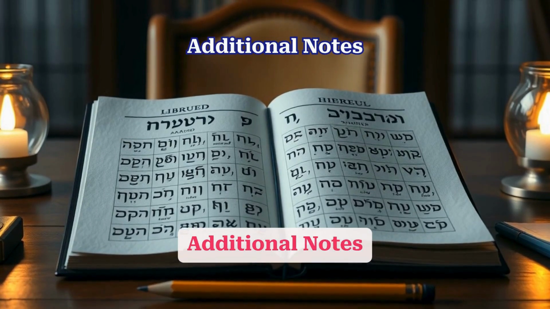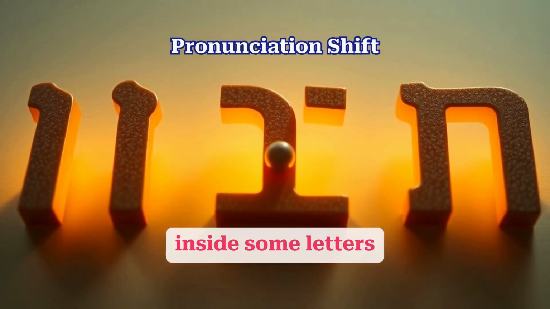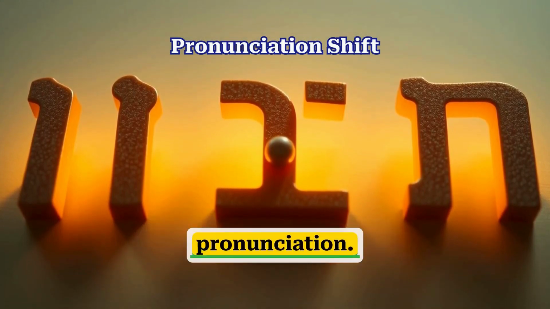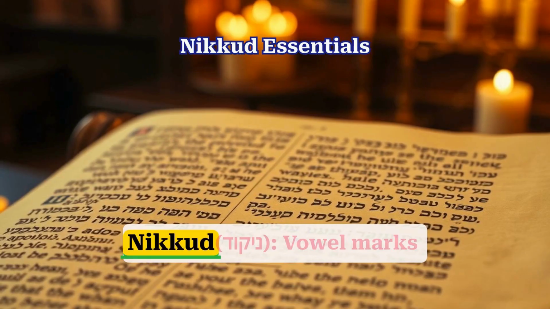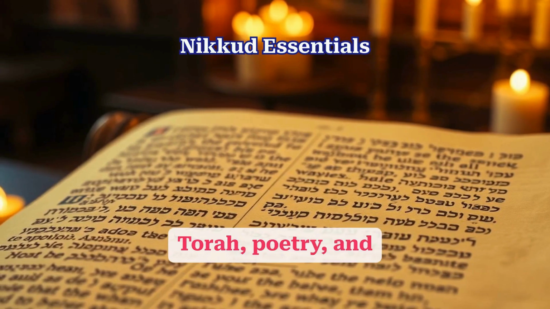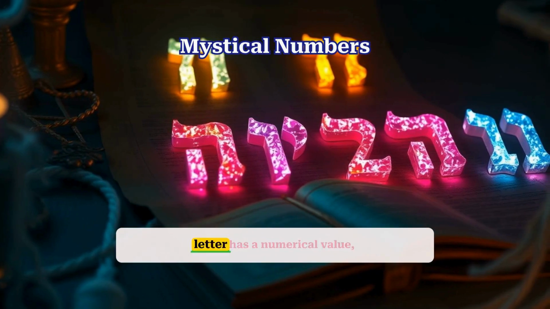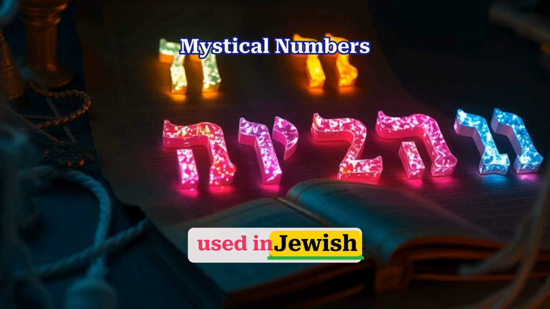Additional notes. Dagesh, a dot inside some letters, changes their pronunciation. Nikud, vowel marks, are used in texts like the Torah, poetry, and beginner Hebrew books. Gematria: each letter has a numerical value, used in Jewish mysticism.